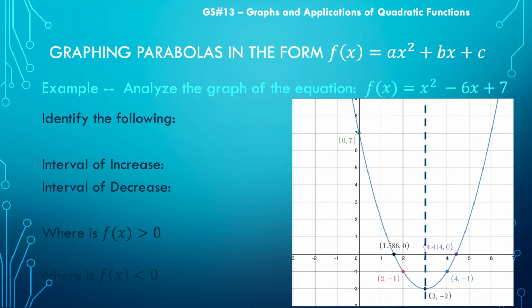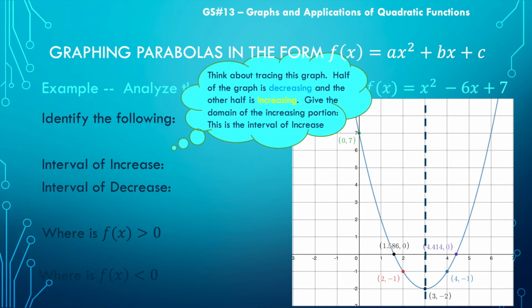Remember that a graph is increasing if, as you're tracing it from left to right, your pencil is going up on your page, and it's decreasing if your pencil is going down on your page. I have taken a moment and shaded these regions of the axis so that we can look at what's going on here. Notice that to the left of the axis of symmetry, the graph is decreasing, so I've shaded that blue. And to the right of the axis of symmetry, the graph is increasing, so I've shaded that yellow.